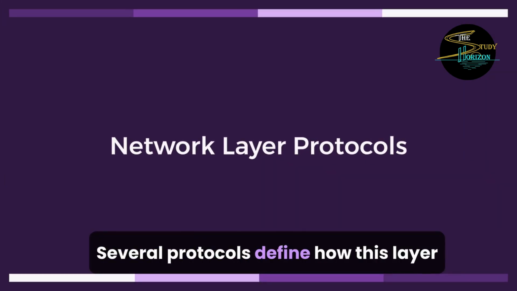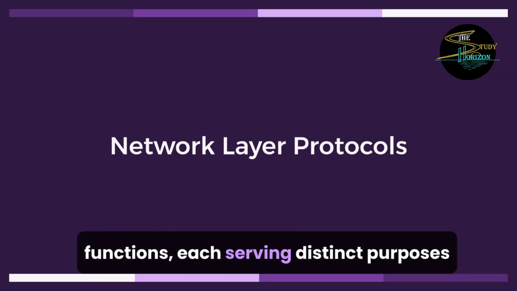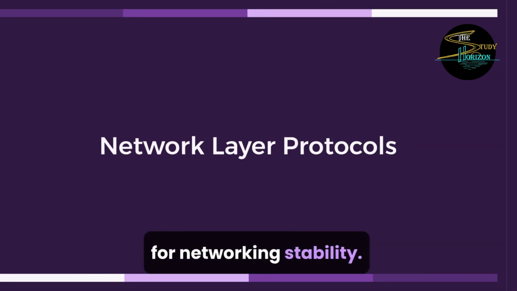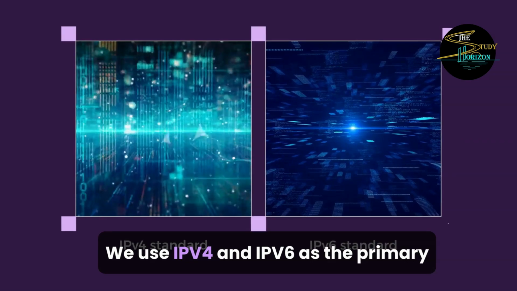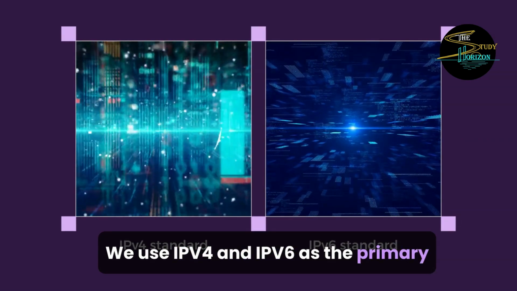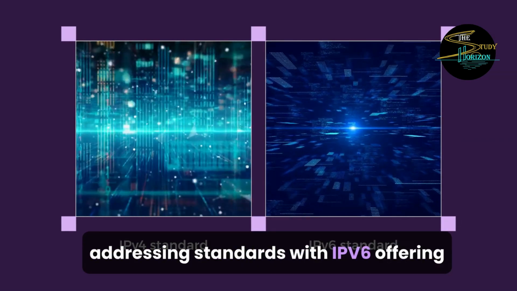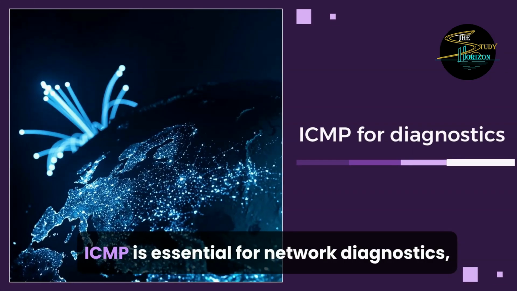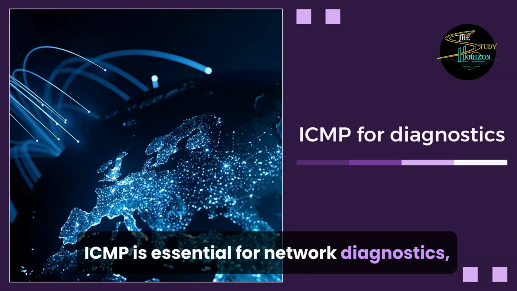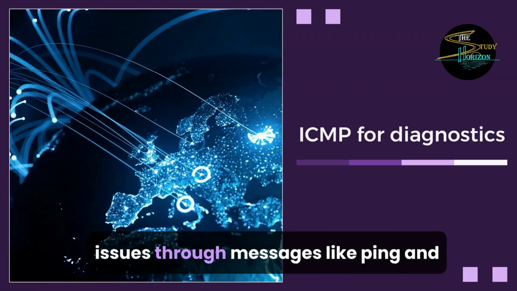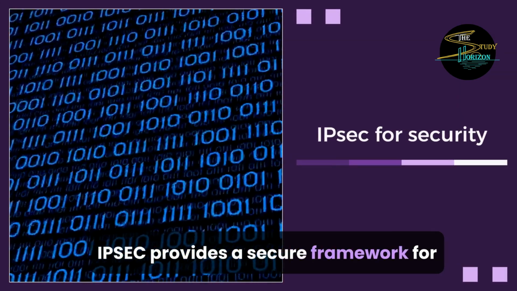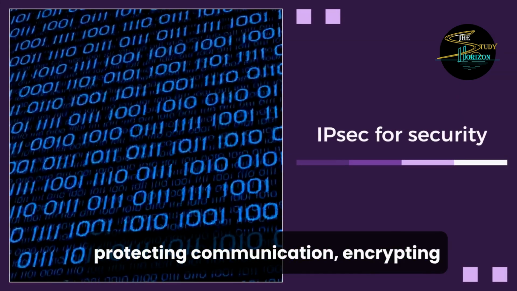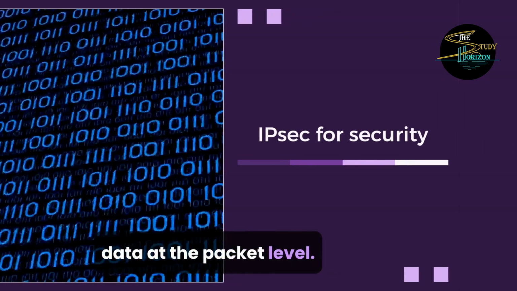Several protocols define how this layer functions, each serving distinct purposes for networking stability. We use IPv4 and IPv6 as the primary addressing standards, with IPv6 offering a vast expansion in address space. ICMP is essential for network diagnostics, helping us troubleshoot connectivity issues through messages like ping and traceroute. IPsec provides a secure framework for protecting communication, encrypting data at the packet level.